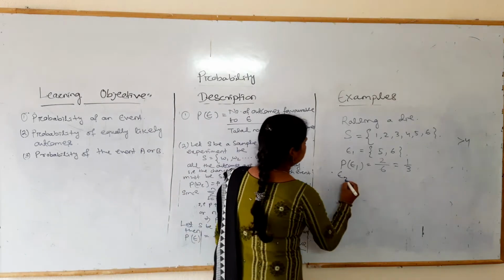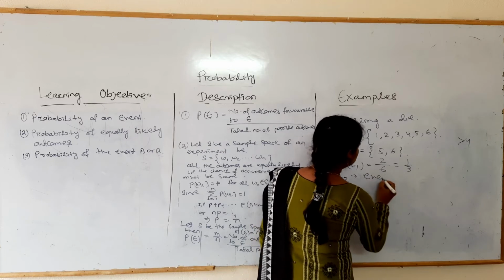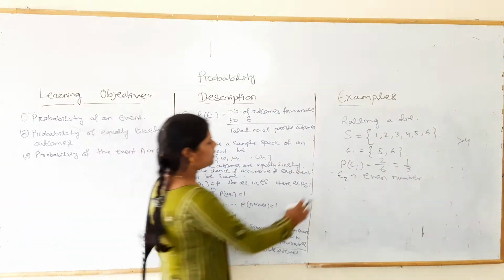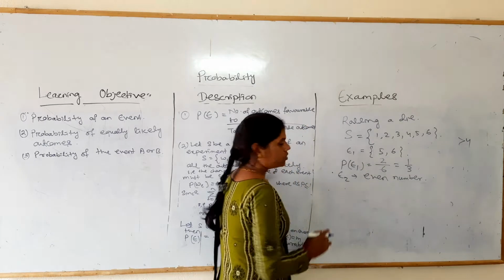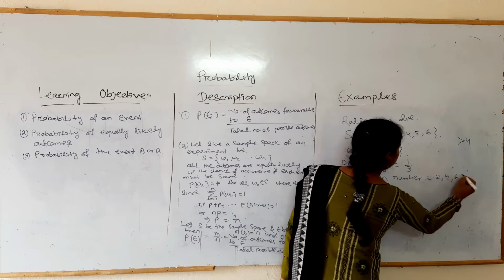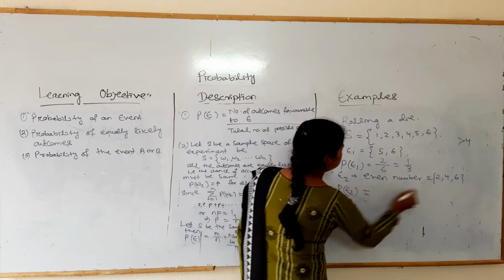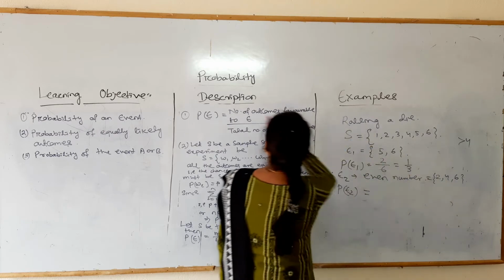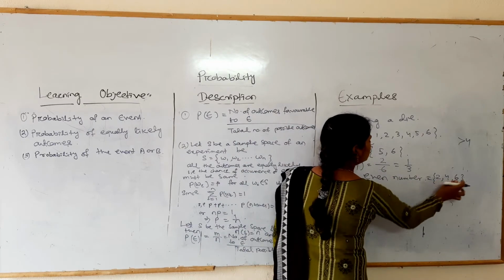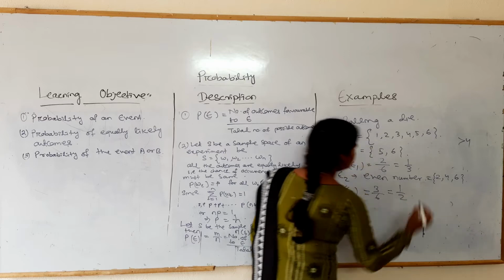Suppose E2 is the event of getting an even number. That means we have to find the probability of getting an even number. So even numbers in this experiment are 2, 4 and 6. So the probability of this event E2, P of E2, is equal to the number of outcomes favorable to E2, that means 3, and the total number of outcomes is 6. So it is equal to 1 by 2.